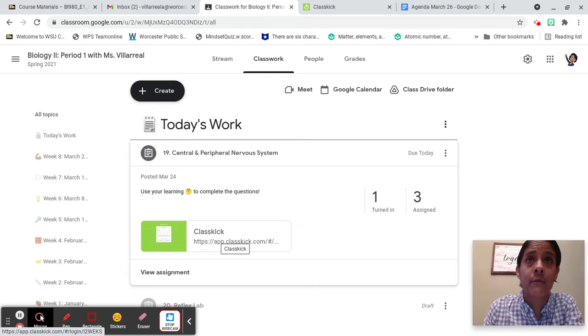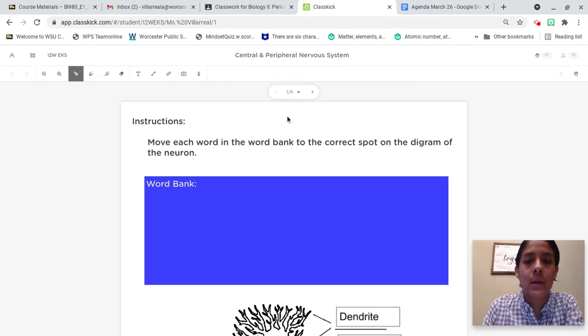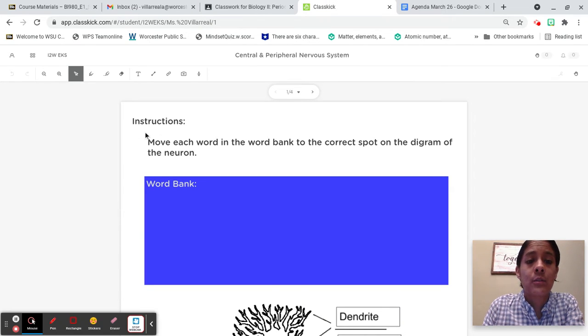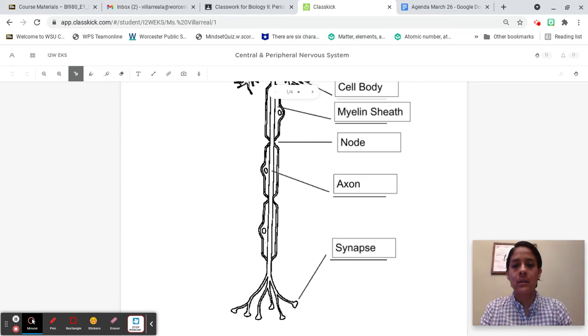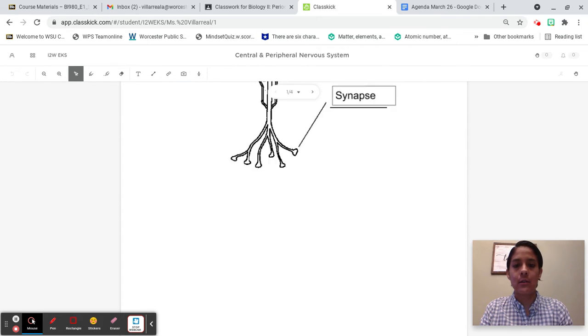Like we've done in class before, it's going to ask you to enter your name, and you'll do that. And you will go ahead and get to this page. So the instructions there are 4 pages for this assignment. The instructions for this first page are to move each word in the word bank below to the correct spot on the diagram of the neuron. So here we're labeling the neuron. And so you can see here, this is the work we did in class. And it has that neuron labeled.